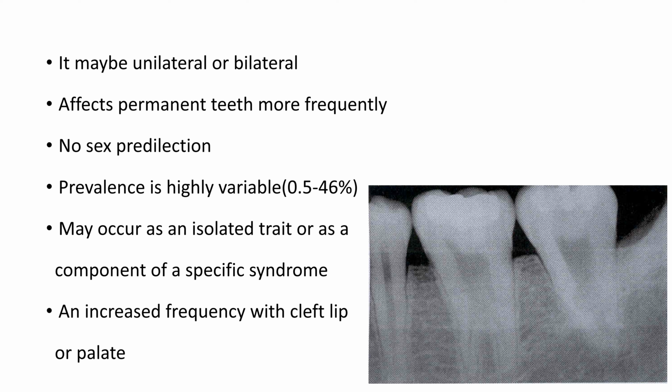When this occurs, the first molar is usually affected least, with increasing severity noted in the second and third molars respectively. Taurodontism may occur as an isolated trait or as a component of a specific syndrome. An increased frequency of taurodontism has been reported in patients with cleft lip or cleft palate.